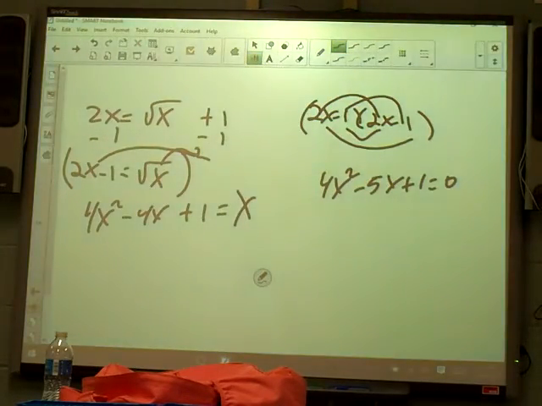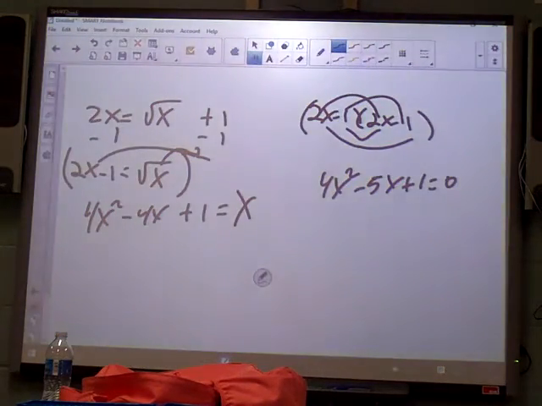Almost thought that would factor, but I don't think it does. Factors of 4 that added to negative... Oh, wait a minute. It had to be by grouping, though. I don't want to do grouping.